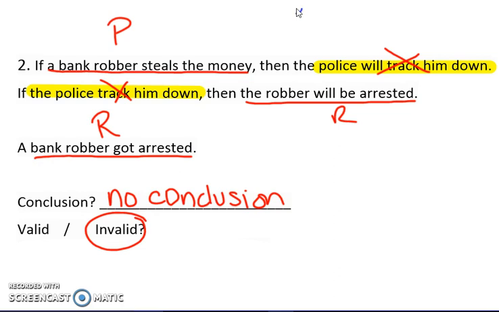We cannot go backwards and say, oh, the bank robber must have stolen the money. A bank robber can get arrested for stealing money. They can get arrested for stealing a candy bar. They can get arrested for hitting somebody. There are a multitude of reasons why somebody can get arrested. It doesn't have to be because they stole money. So do not go backwards.